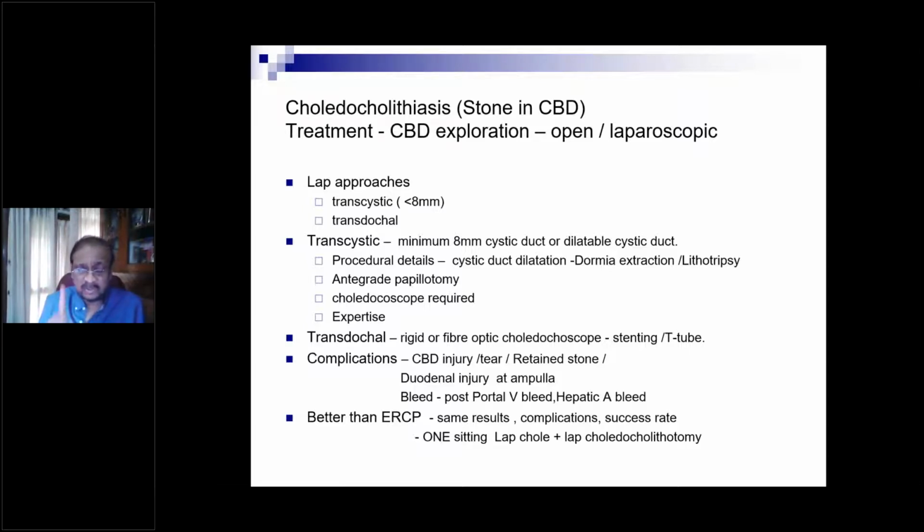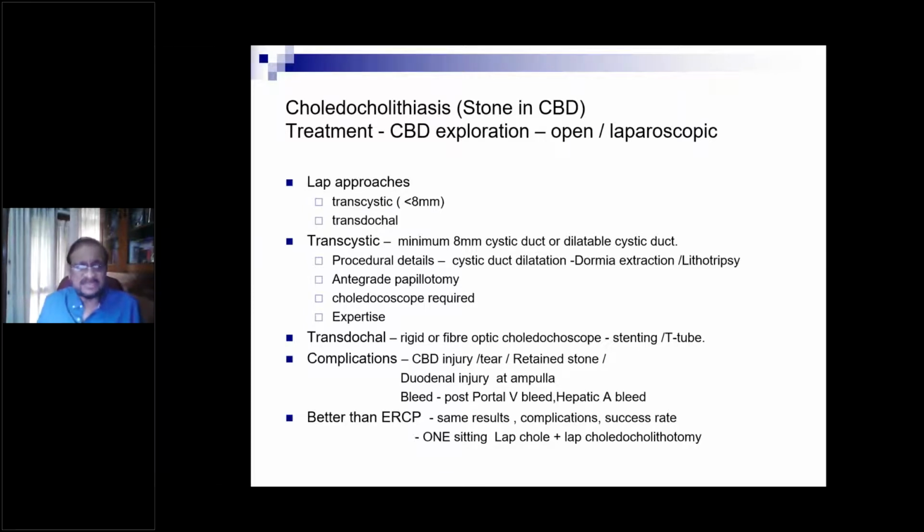Now, for transcystic, what is basically required is that you should have a wide cystic duct, or a cystic duct which can be dilatable to 8 millimeters. If you can dilate a cystic duct to 8 millimeters, you can go ahead and do a transcystic. If you can't, then you have to go in for a transductal. Is that clear? So 8 millimeters, either by itself or dilatable to 8 millimeters, go ahead and do it. You can easily insert a fiber optic choledochoscope.